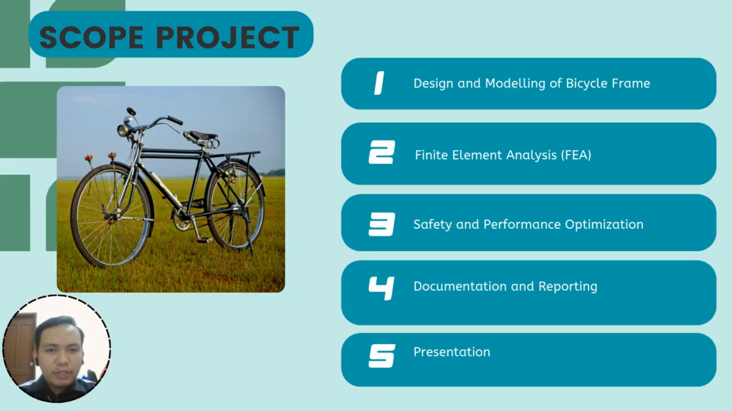The last one is about presentation. After we do all the things that we do in the project, we will develop a clear and concise presentation, including slides and visual aids that summarize the project objective, methodology, results, and conclusion. So that is our scope of project.